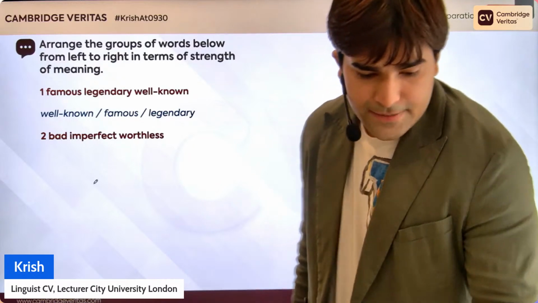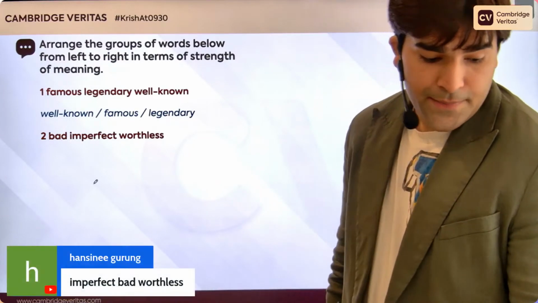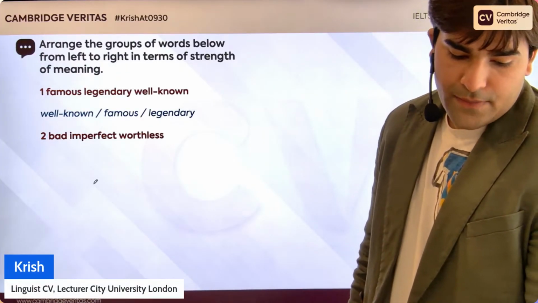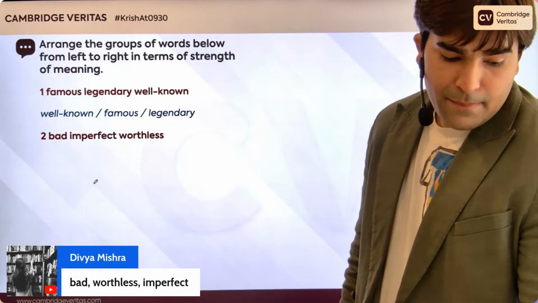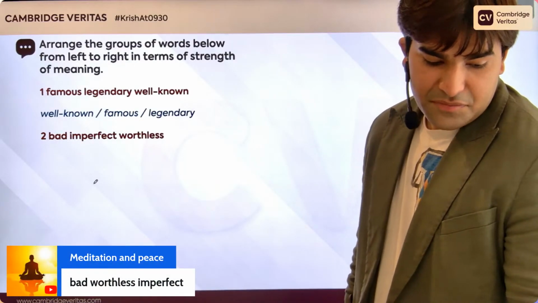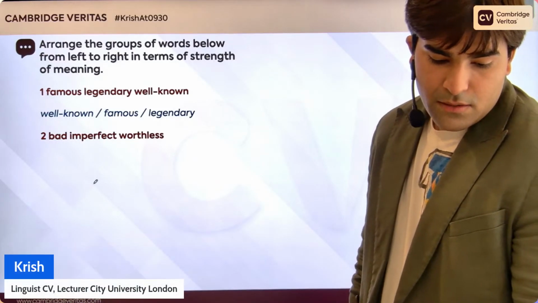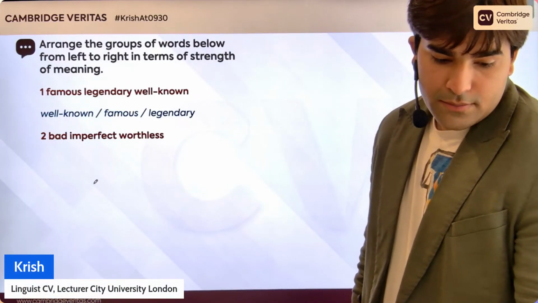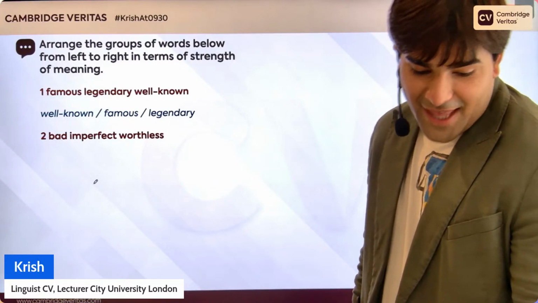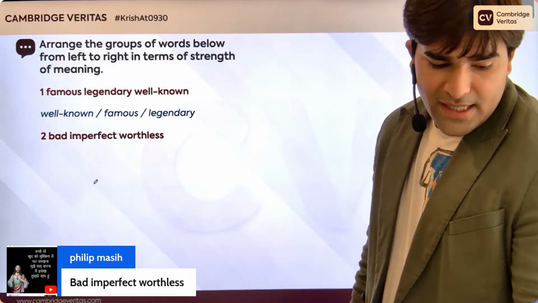Okay, Hansini says, I'm going to read your answers loudly and display it on the screen as well. Hansini says, imperfect, bad, worthless. Thank you. Divya says, bad, worthless, imperfect. I think this is the right answer. Shivanshi says, bad, worthless, imperfect. And other people? Yeah, I don't know where she is. Philip says, bad, imperfect, worthless.